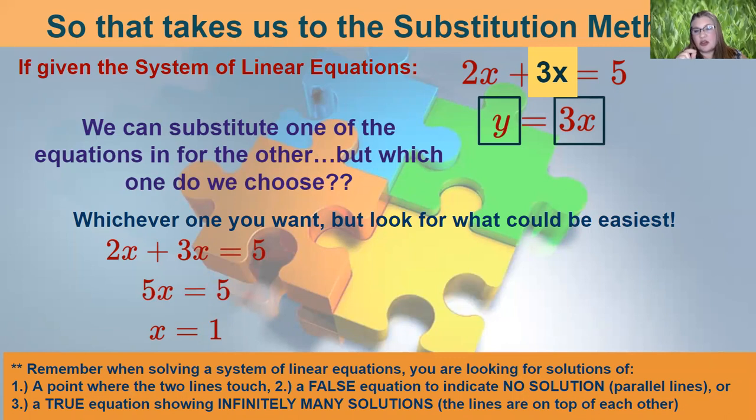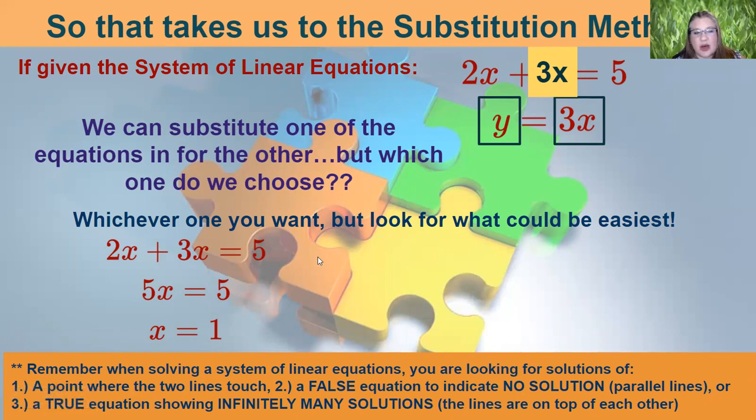Because remember, a solution is where the point is true on both lines. So it's either going to be where the 2 lines cross and you'll get a point, or it's going to be no solution because they never touch because they're parallel, or it's going to be infinitely many solutions where they're on top of each other, so they touch everywhere. They're the same line. So there's all kinds of solutions. So we didn't get any of these 3 things.